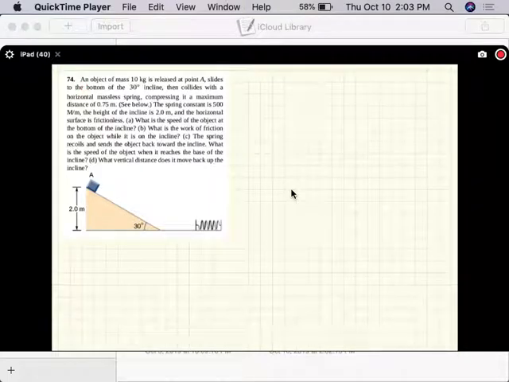Okay, this problem says an object of mass 10 kg is released at point A, slides to the bottom of a 30-degree incline, then collides with a horizontal massless spring, compressing it a maximum of 0.75 meters. The spring constant is 500 Newton per meter.